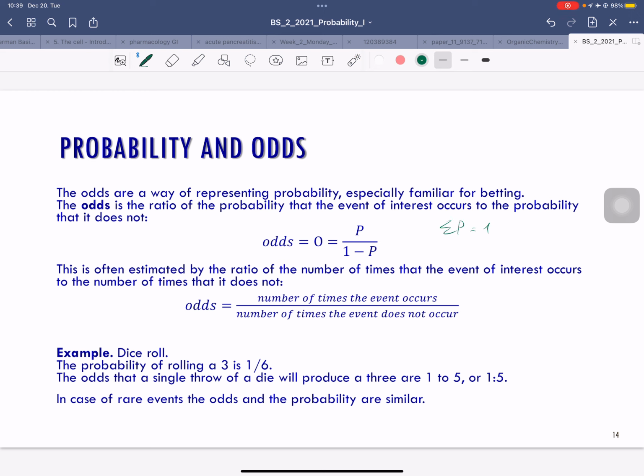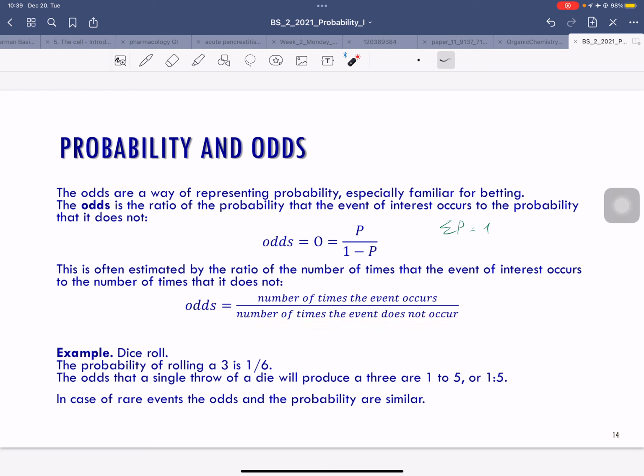We know the sum of the probabilities will be 1. As you see here, the probability of interest is p, and the sum will be 1. In this case, the probability of not occurring will be 1 minus p. So odds can be the number of times the event occurs, which we show by p, over the number of times the event does not occur, which is 1 minus p, because we know the sum of the occurring and non-occurring events will be 1.